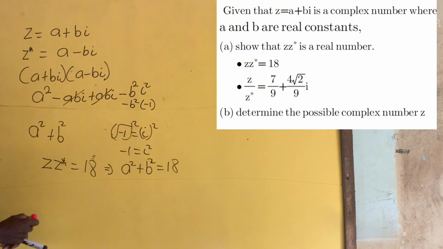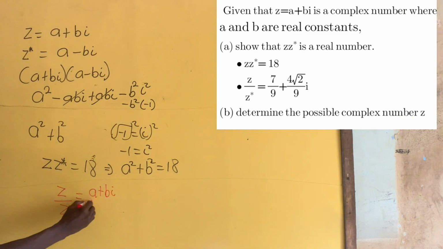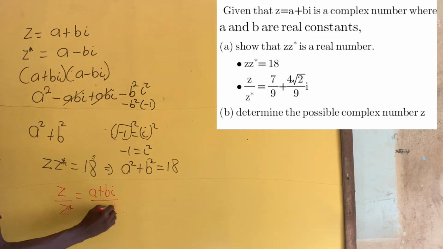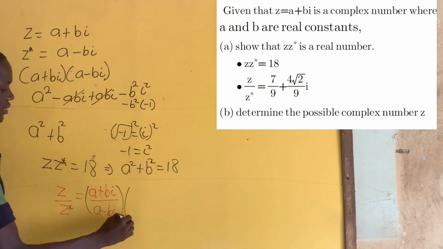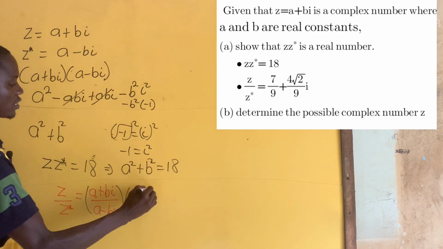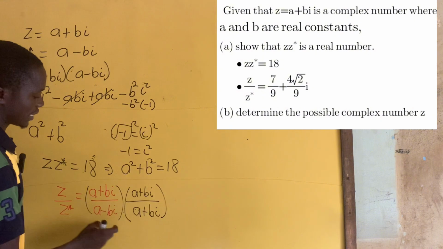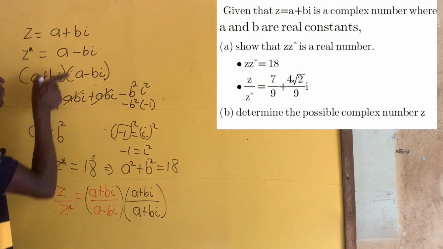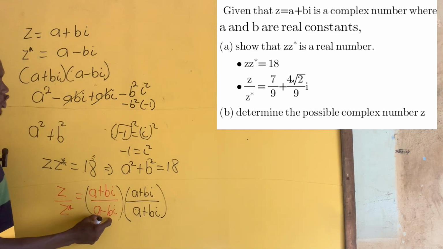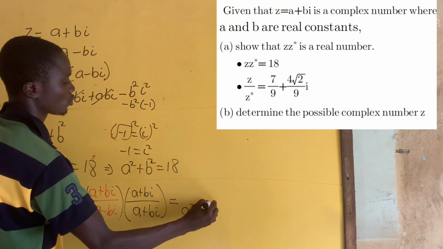Now, we are yet to do this one, z over z star, which is equal to a plus bi divided by a minus bi. So this one, we need to rationalize. We multiply here by a plus bi and here by a plus bi. That is the conjugate of a minus bi is a plus bi. Now we've done this one already here. That is a minus bi times a plus bi gives a squared plus b squared.